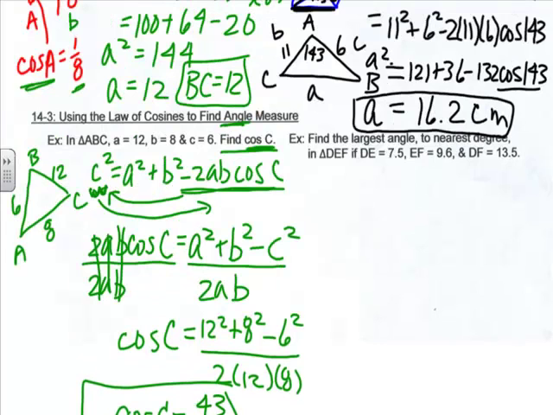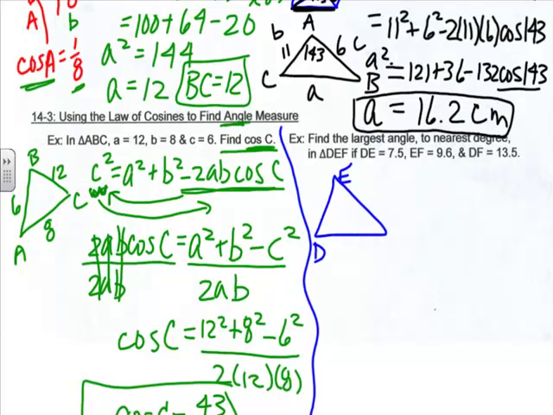Okay, one last problem. Find the largest angle to the nearest degree in triangle DEF. If DE is equal to 7.5, EF is equal to 9.6, and DF is equal to 13.5. So here's a situation where you need to have an understanding of what the largest angle would be. And so the largest angle is going to be across from the largest side. So that would be here, angle E.